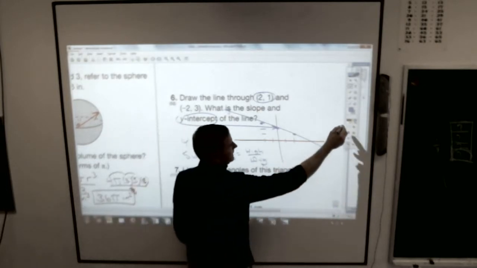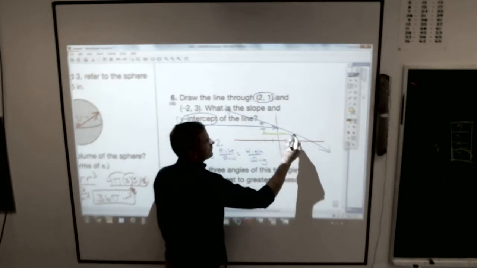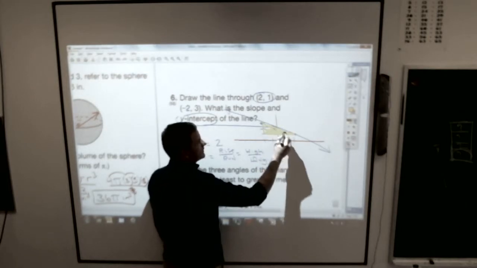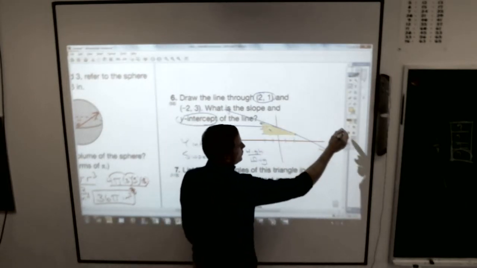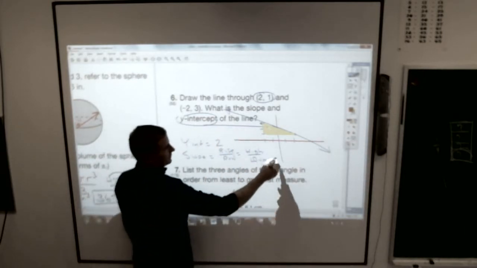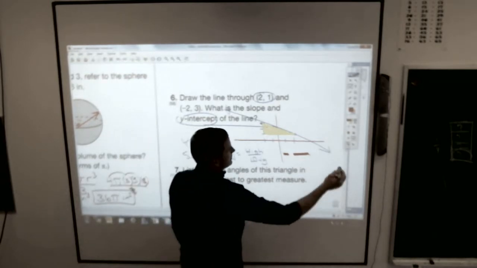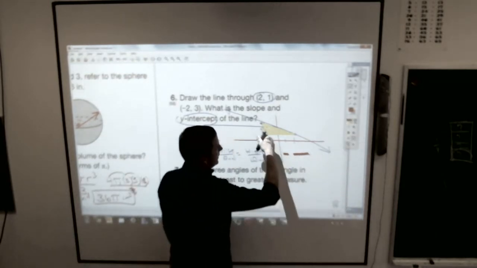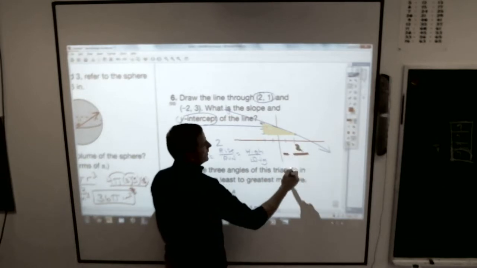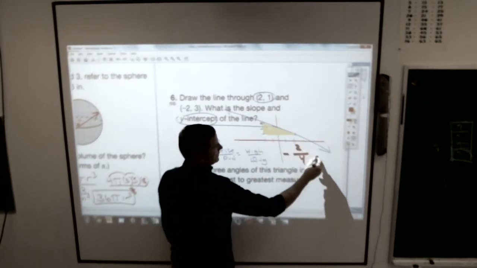You're just going to make a triangle out of these points and figure out how high it is and how wide it is. It's going downhill is the first thing that you want to know, so your slope has to be negative. How high is the right triangle? 2. How wide is it? 1, 2, 3, 4. So it's negative 1/2.